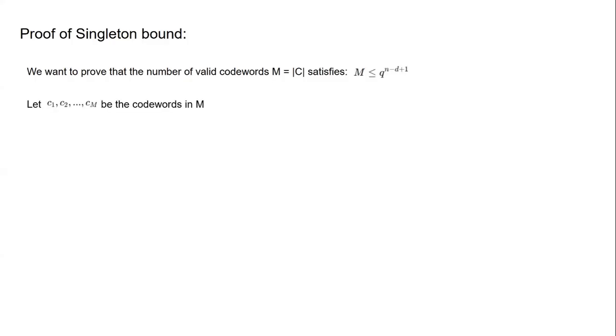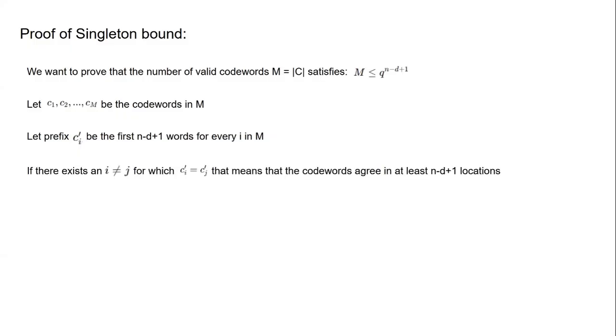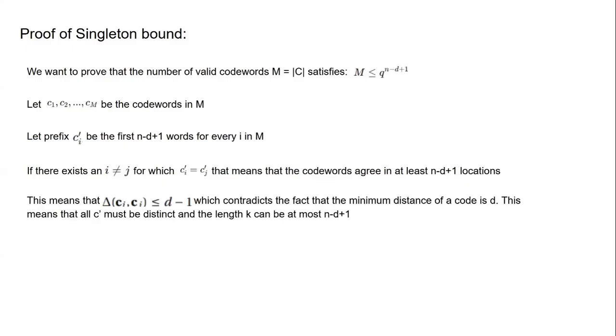Now to start, let C1 to Cm be the code words in C. Let's define Ci prime as the prefix of the first n minus d plus 1 symbols for every i in m. If there exists an i not equal to j for which Ci prime is equal to Cj prime, that means that the code words agree in at least n minus d plus 1 locations. That means that the distance between Ci and Cj would be less than or equal to d minus 1, which contradicts the fact that the minimum distance of a code is d.